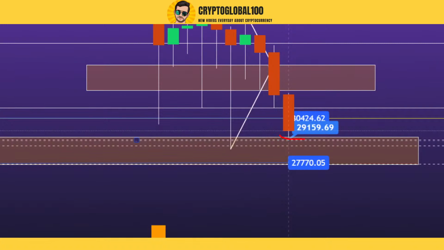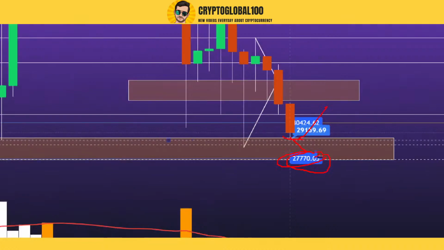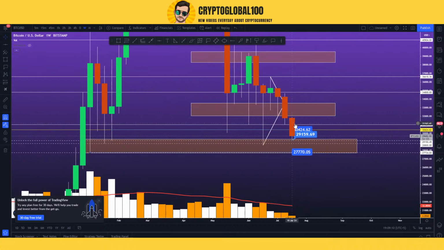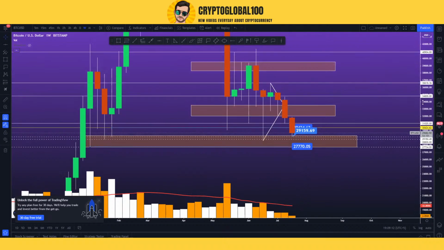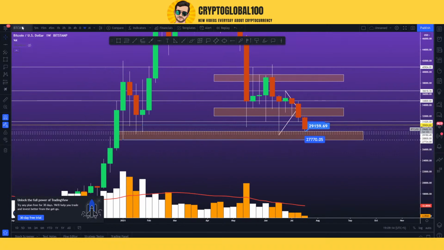They are showing opposite sides, but we have to wait for BTC to react to this area. If it closes above this area, then we might see some retracement up, but I am 80% more inclined toward $27,000. I think this price, 27,770, is going to hit very soon, due to this large bearish engulfing candle. So that is the BTC.